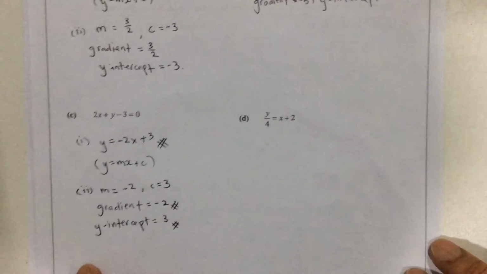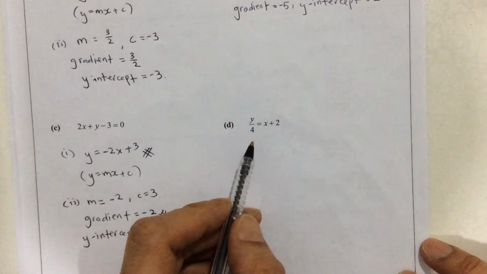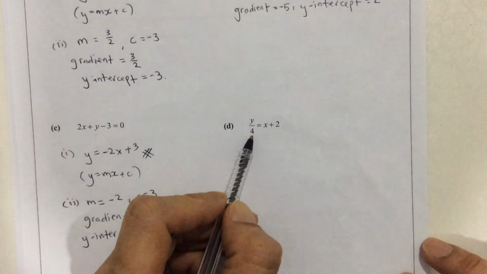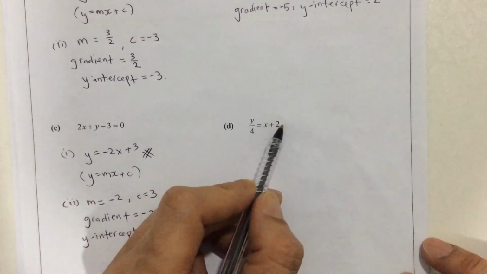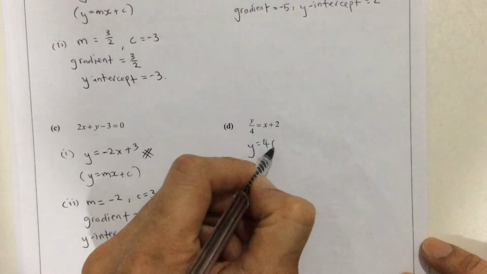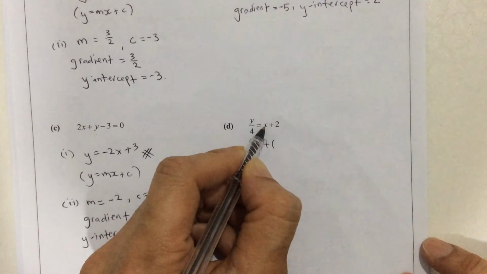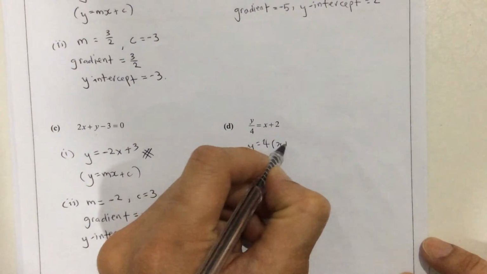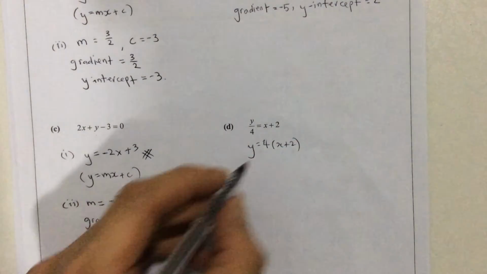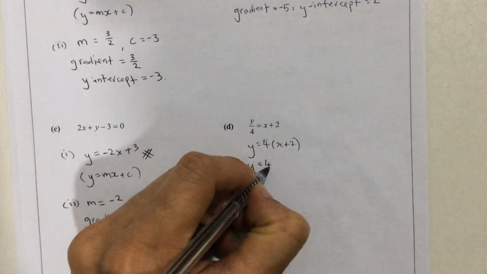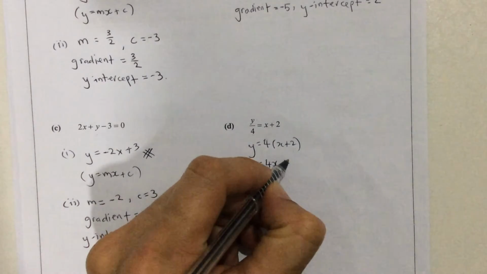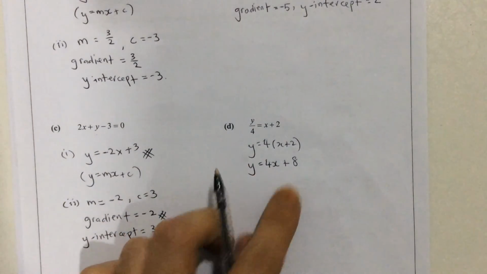Okay, for the last question, we need to have y again on the left, y equals to mx plus c. So we will have to move the 4. This is divided by 4, so you will multiply by 4 on the right. So y equals to 4. But when you multiply the 4 on the right, it has to multiply with x plus 2. So you can put a bracket to show that 4 is multiplying with x plus 2. So expand it. So 4 times x and then 4 times 2. So you will have y equals to 4x plus 8.